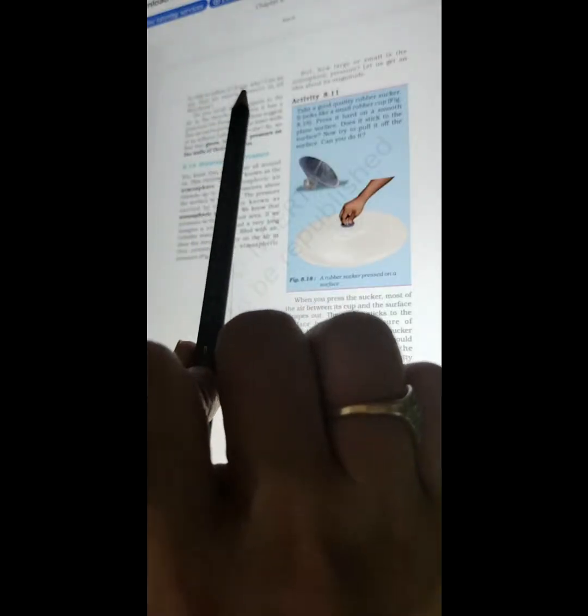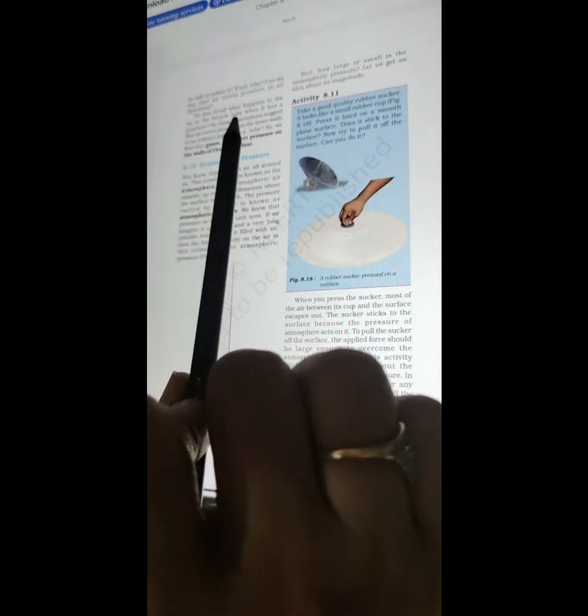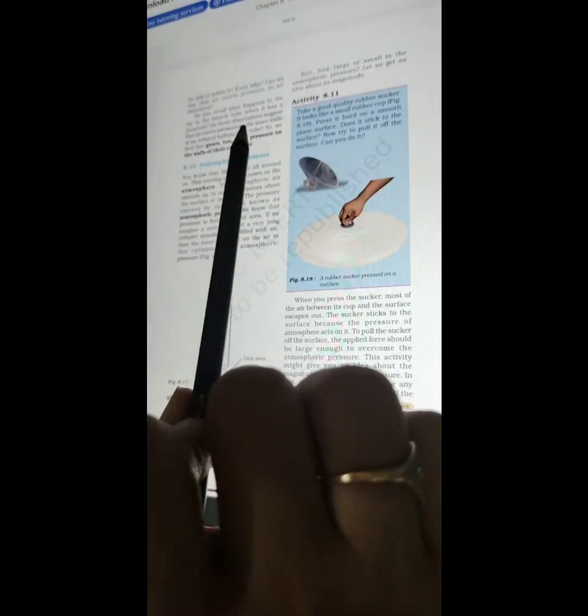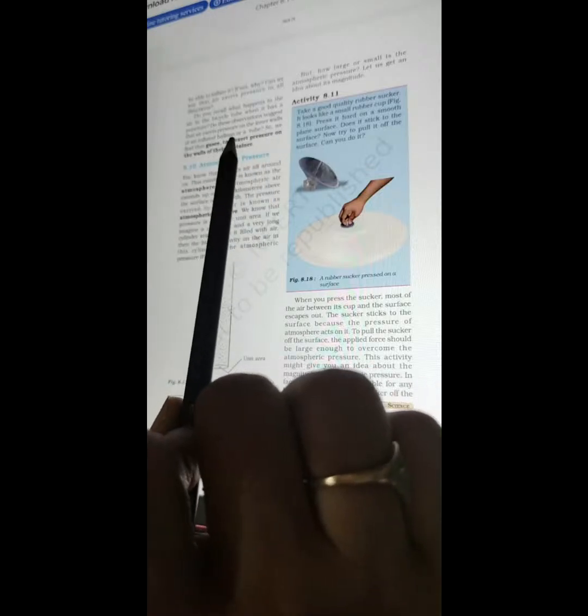Can we say that air exerts pressure in all the directions? Do you recall what happens to the air in the bicycle tube when it has a puncture? Do these observations suggest that air exerts pressure on the inner walls of an inflated balloon or a tube? So we find that gases too exert pressure on the walls of the container.